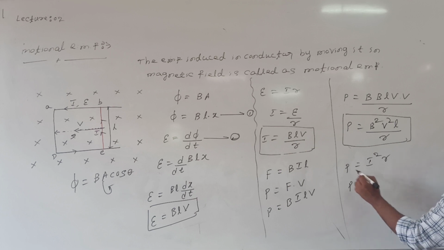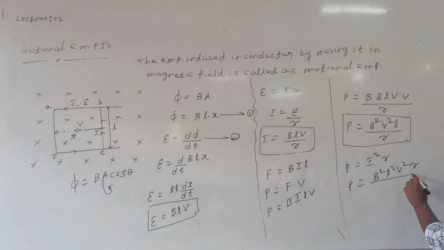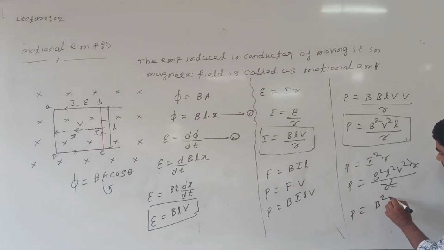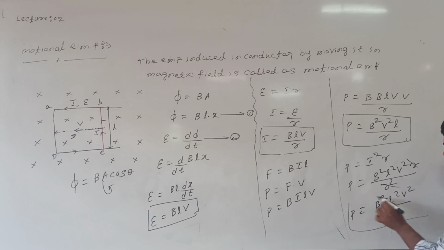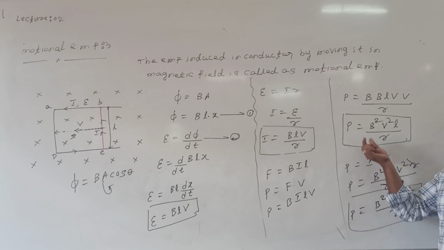Then power, I mean I square mean B square, L square, V square into R whole divided by how much? R square, 1R get cancelled. What is power then? Power P is equal to how much? B square, L square, V square whole divided by R value. That is electric power. This electric power must be equal to mechanical power.